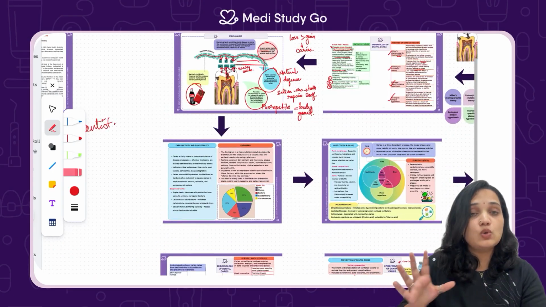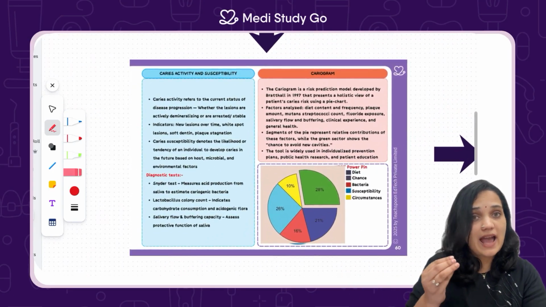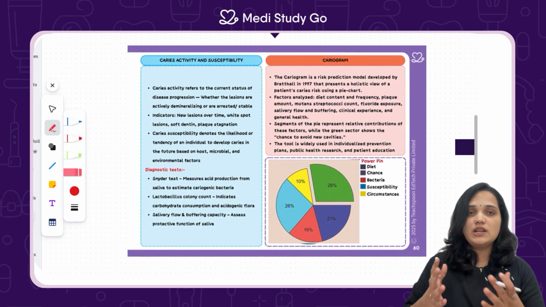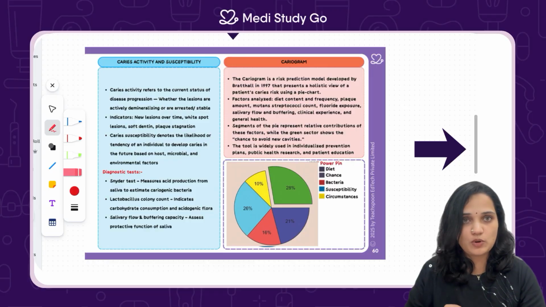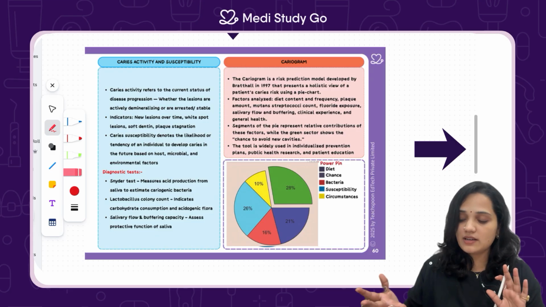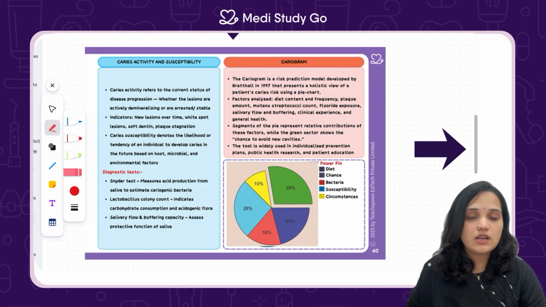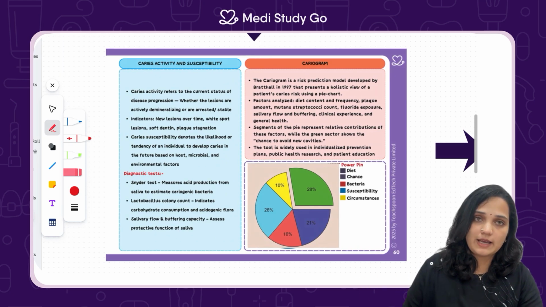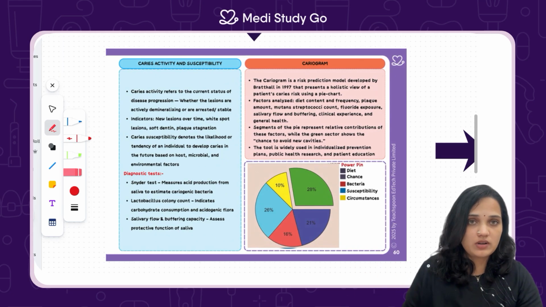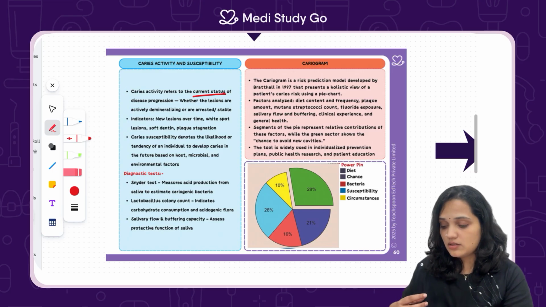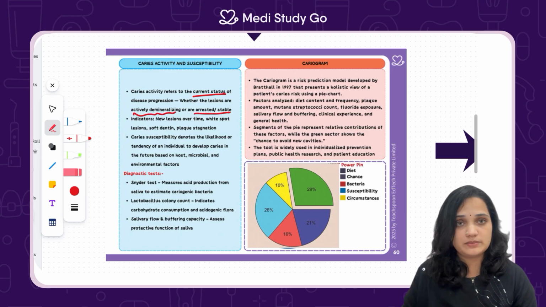Next, we look at two closely related concepts: caries activity and caries susceptibility. Caries activity refers to the current status of disease progression. It indicates whether lesions are actively progressing or arrested. How do we know this? If we notice any new lesions appearing over time, or any white spot lesions, or soft dentin, and there is plaque accumulation, this means that the lesion is actively demineralizing.